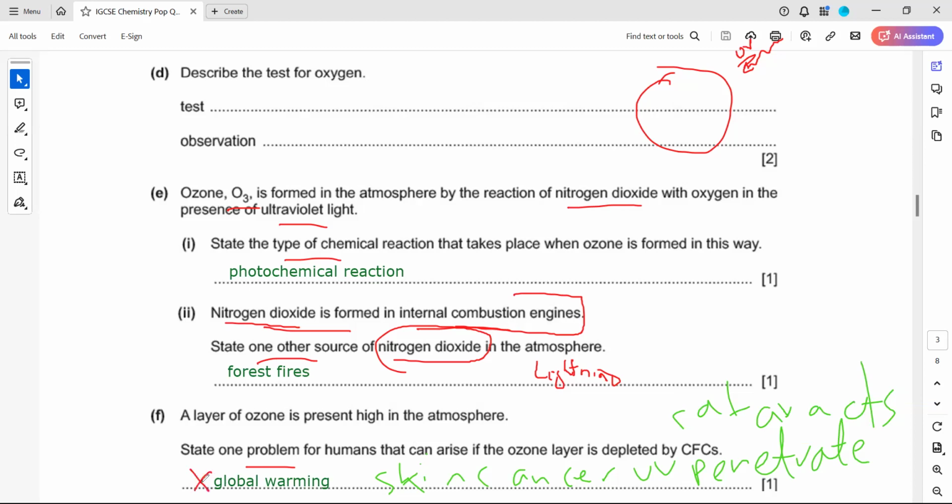But don't mention global warming. Ozone is not a greenhouse gas. Global warming is because of methane and carbon dioxide. So don't mention global warming in this one.